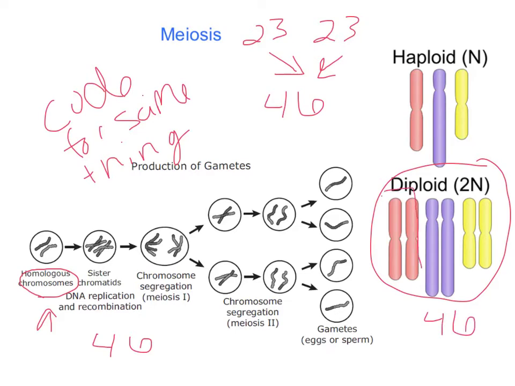You'll see these are color-coded. The pink ones code for the same thing, the purple ones code for the same thing, and the yellow ones code for the same thing. So those are paired together in homologous chromosomes.